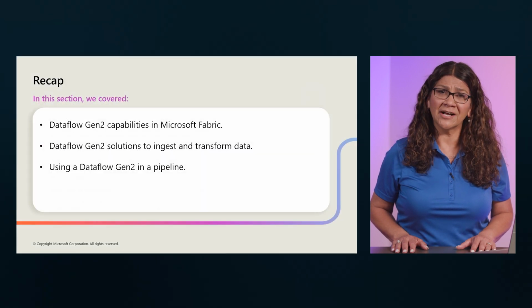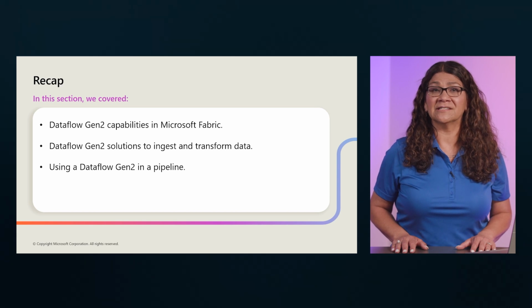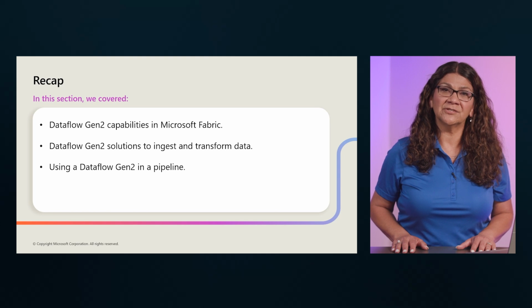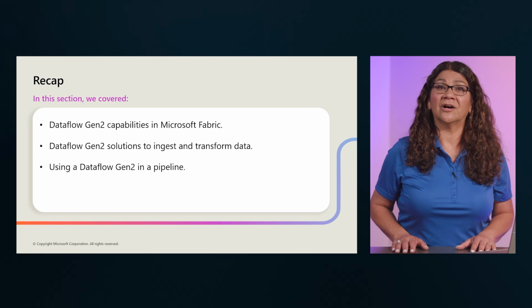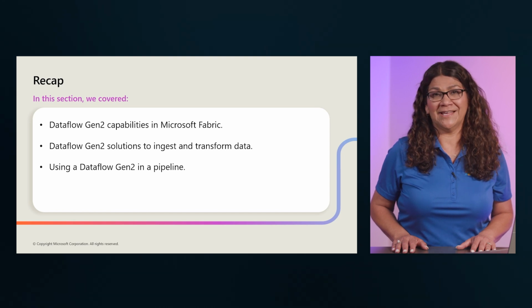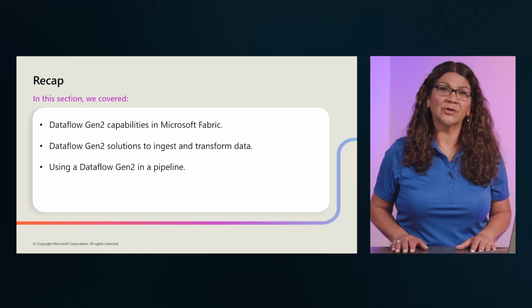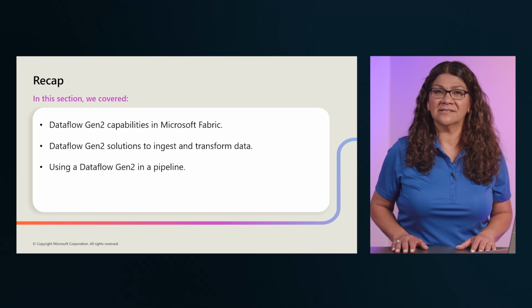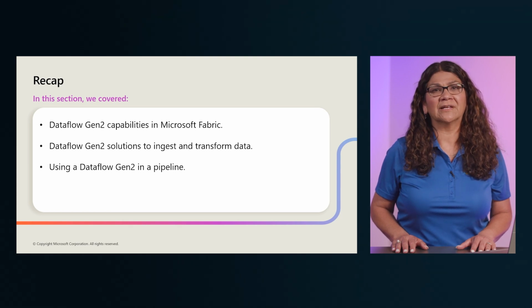In this section, we talked about DataFlow Gen2's capabilities in Microsoft Fabric, looking at its benefits and its limitations. We also discussed DataFlow Gen2's solution to ingest and transform data, many of which are low to no code in a graphical environment designed for ETL. We also explored DataFlow Gen2's multiple panes in its interface. And lastly, we talked about integrating DataFlow Gen2 into a pipeline. More on that topic coming up.